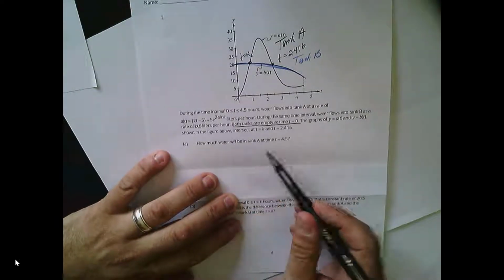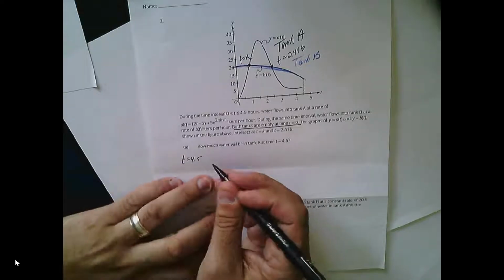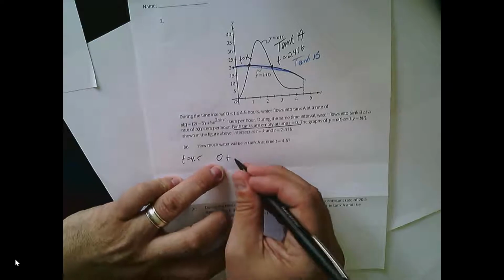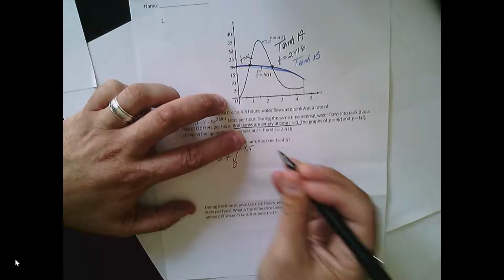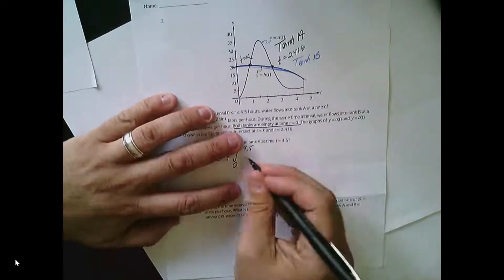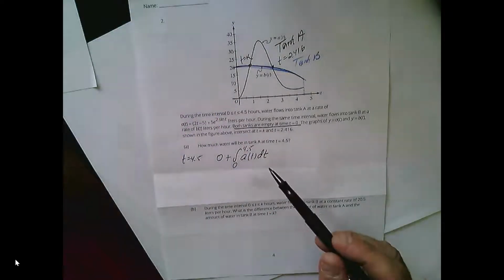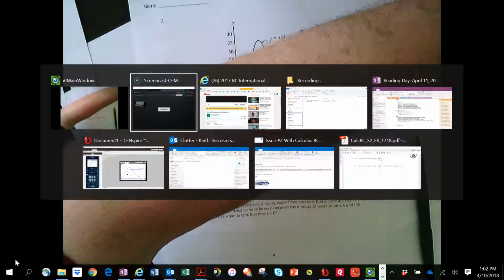Okay? In part A, how much water will be in tank A at time t = 4.5? Well, what do I know? I know that the tank initially was empty, so I've got nothing in there in the beginning. Plus, I'm adding water into the tank from t = 0 to 4.5 at a rate given by A(t), and I'm going to integrate that with respect to t. Remember, this is calculator active, so let's switch over to the calculator.